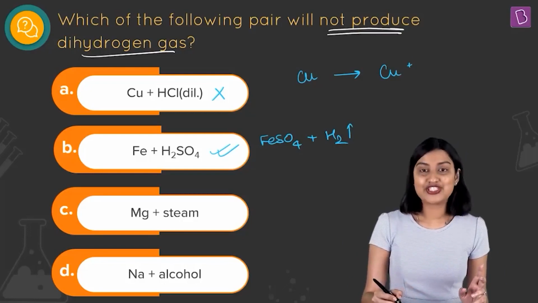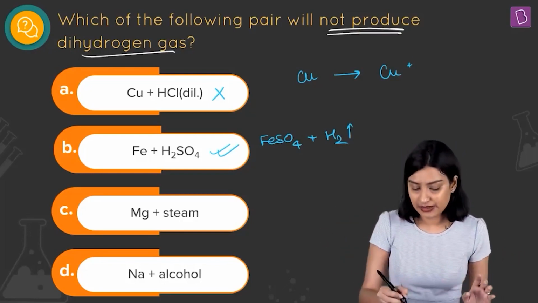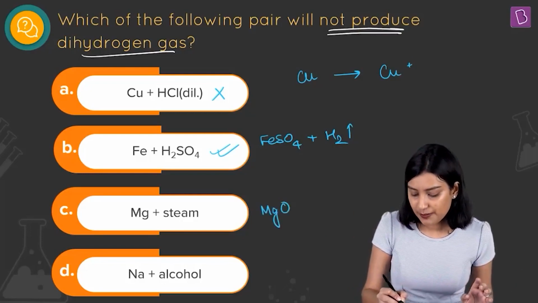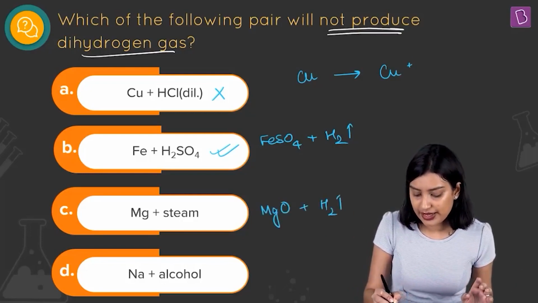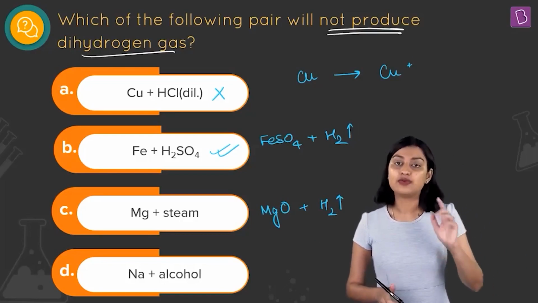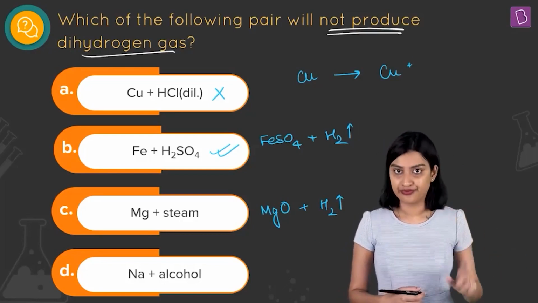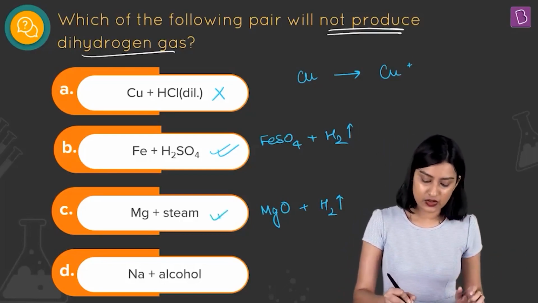Then you have magnesium plus steam. When you allow magnesium to react with steam, you get MgO, magnesium oxide, and again your dihydrogen is released. This is a reaction that will happen only with steam, not with hot water or normal water. Cool, great. So yes, this also happens.